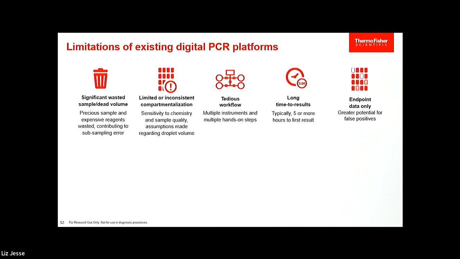And while we're all shooting for 20,000 microreactions, even an experienced user sees 18 to 19, but a novice user will get anywhere from 10 to 13,000. And so you're just not getting the consistency or that depth of interrogation that's so critical for digital PCR.